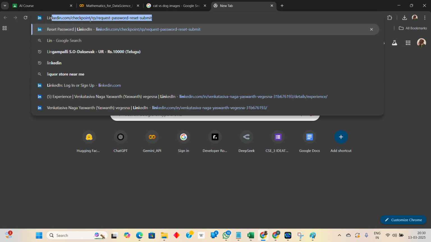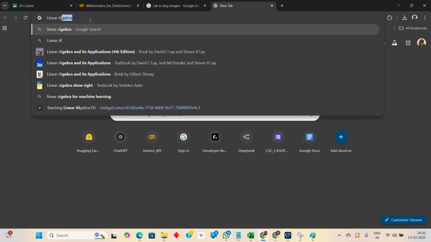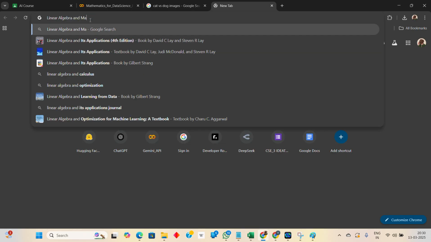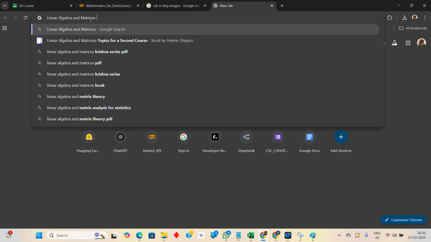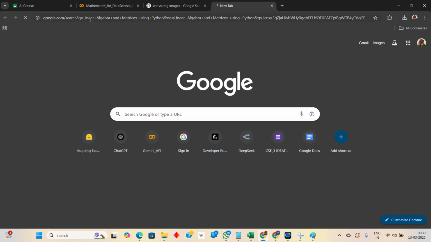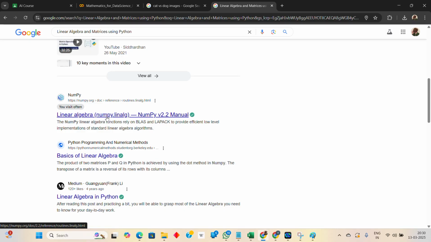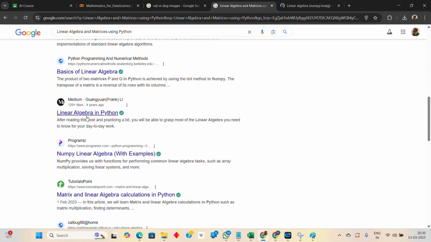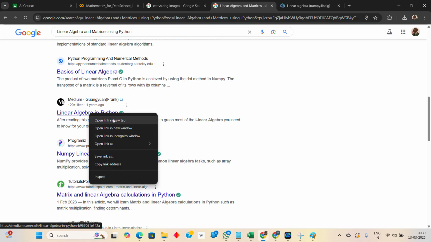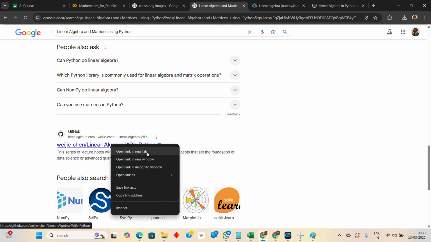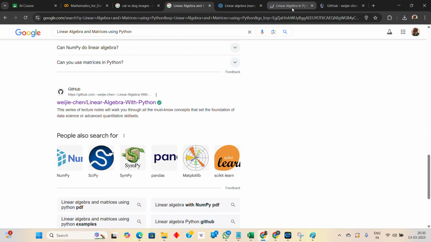Matrix, linear algebra and matrices using Python. Okay, so what is the one? Yeah, this is one thing. This Medium article is also okay, but GitHub, yes, this is the thing.